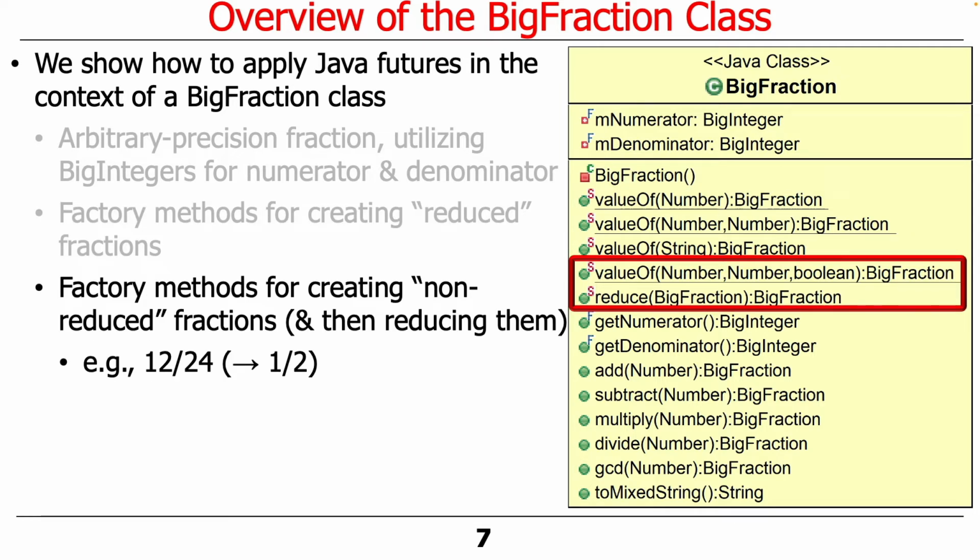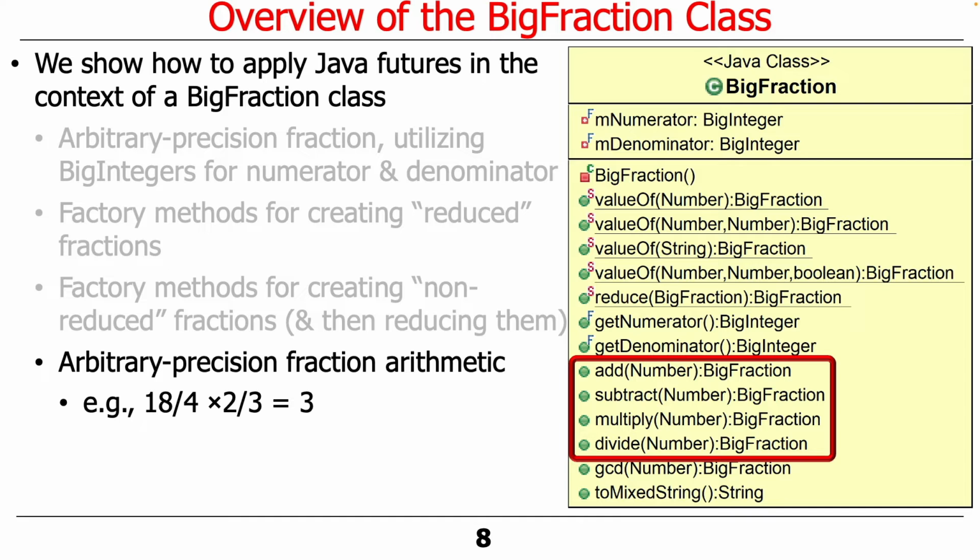You can also have factory methods to create non-reduced fractions and then subsequently reduce them. And because reduction could take some time, you might want to do the reduction in the background, which is why we don't just always reduce them when we create them. That way we can make them very quickly and then use concurrency to reduce them without taking away the processing of the calling thread.